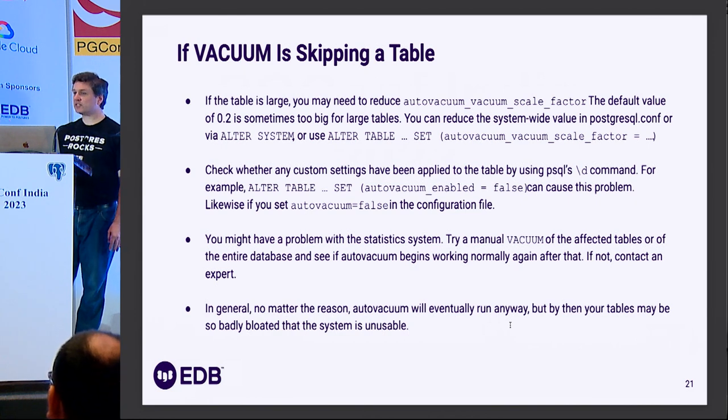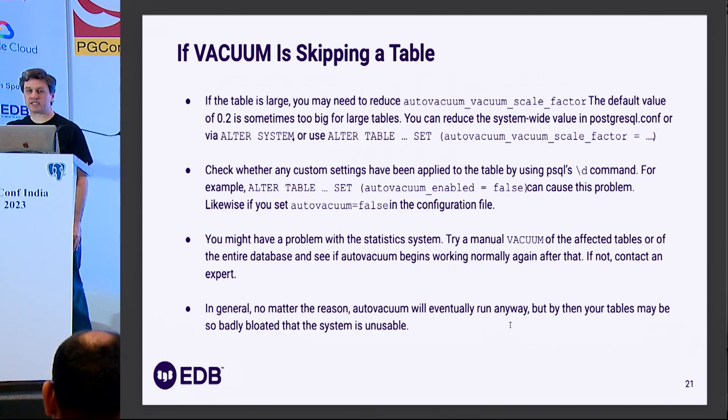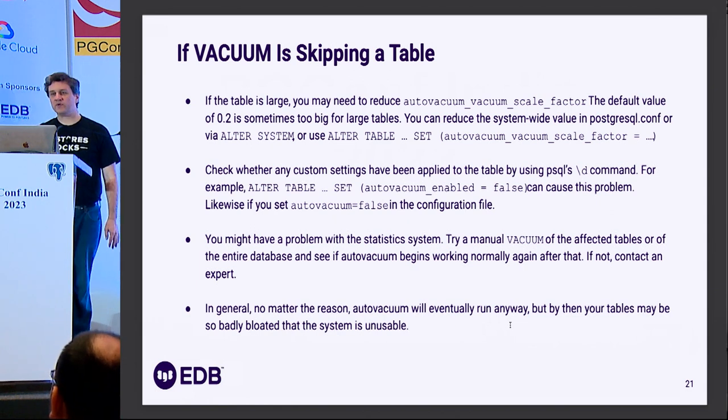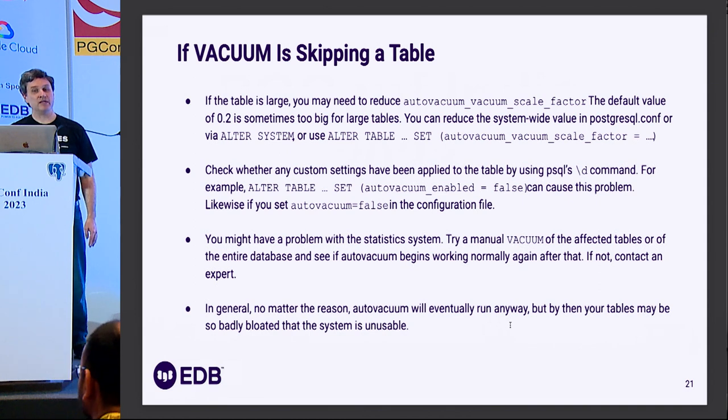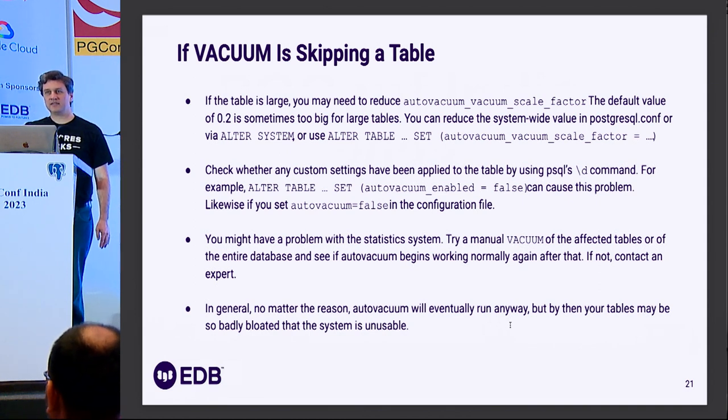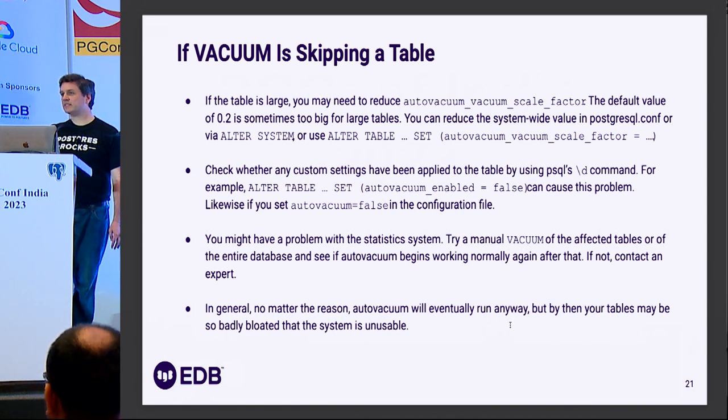You can change this value on a system-wide basis in PostgreSQL.conf or by running alter system, but you can also change it for a certain table by using the alter table set syntax that I show here on the slide. That can be very useful if you want to bring this value down only for your big tables, or bring it down to different levels for different tables.